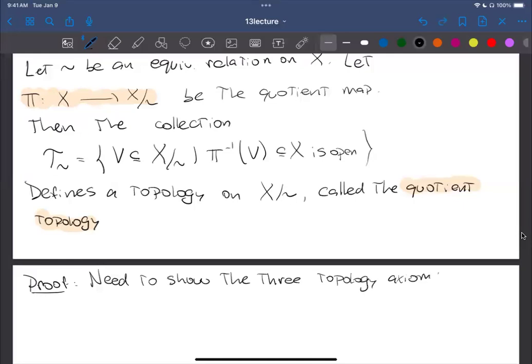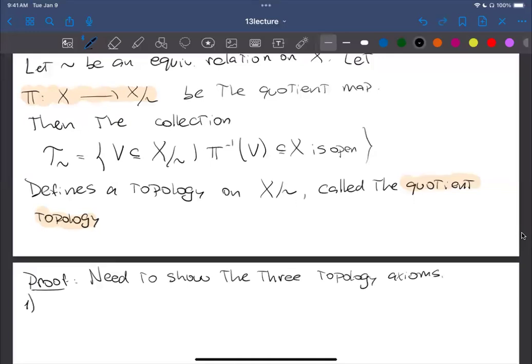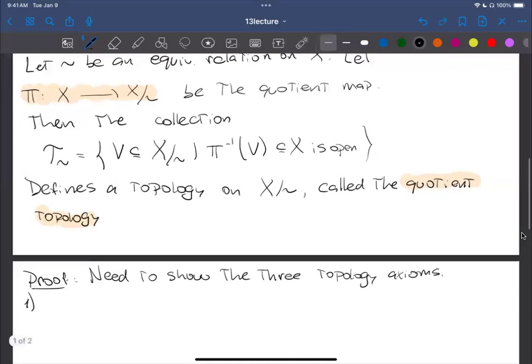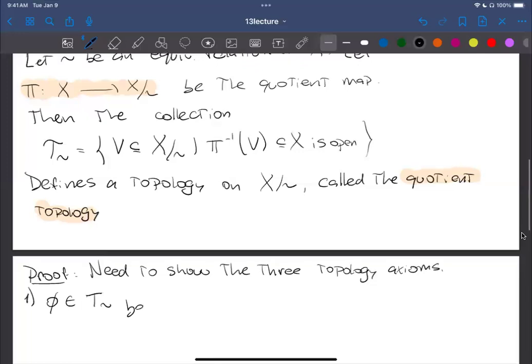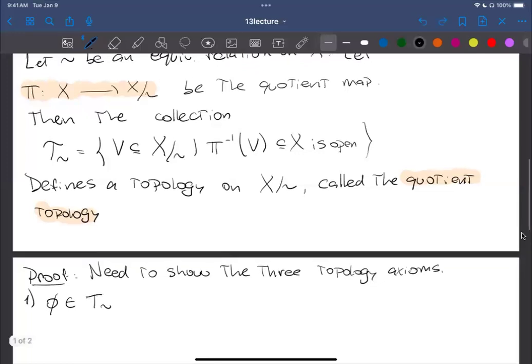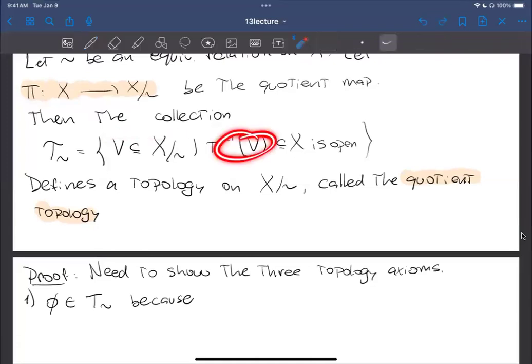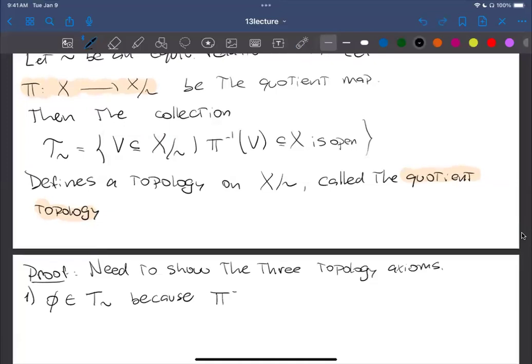And what I mean is I need to show T tilde satisfies these things. So the first axiom, remember, was the empty set lives in the topology. And that's just because, so now we need to remember what are the sets here? Well, exactly those for which the preimage is open. So if I'm claiming that the empty set lives in T tilde, I need to say something about the preimage of the empty set. The preimage of the empty set is just the empty set, which is open in X.